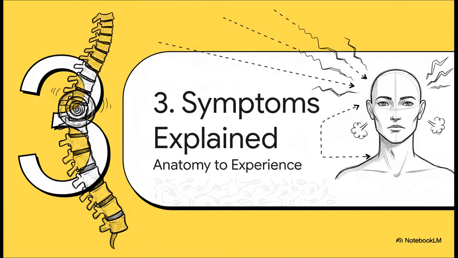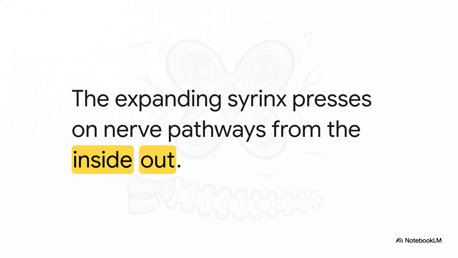Okay, so we get the what and the why. It's a fluid bubble that's caused by a blockage. But how does that internal pressure translate into what a person actually feels day to day? In this next part, we're going to connect the dots between the anatomy and the actual symptoms a patient experiences. Remember how the syrinx forms right in the very center of the spinal cord? Well, as it expands, it pushes outwards. As it grows, it starts to press on and stretch and eventually damage all the nerve pathways that are so neatly organized inside the cord. It's this inside-out pressure that causes the very specific and sometimes, frankly, bizarre symptoms of this condition.